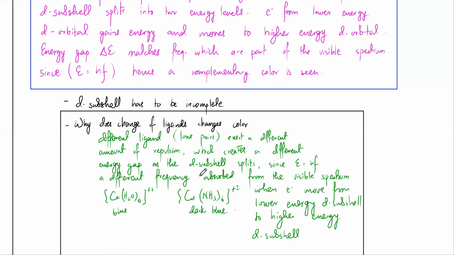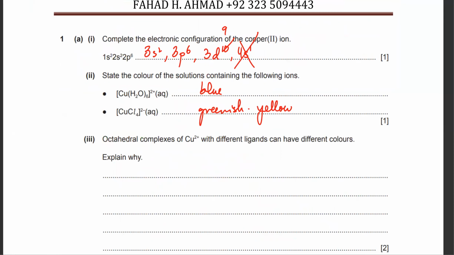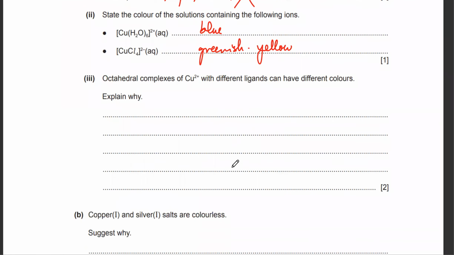Since E is equal to hf, a different frequency is absorbed from the visible spectrum. And when an electron moves from a lower energy d subshell to a higher energy d subshell, a different complementary color is going to be seen. So that is the other question that they're going to ask you. So he's saying, why do they have different colors? And it's just a 2-mark question.